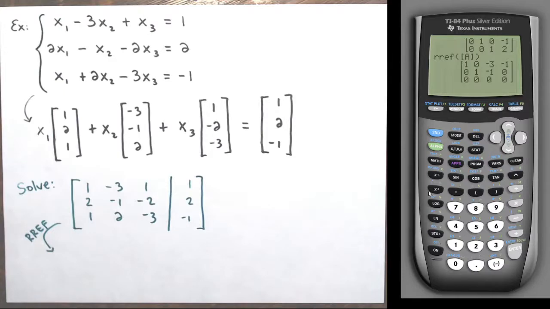But I'm going to go again back here to the calculator matrix, go over to matrix A again, edit. It's still a 3 by 4, and then enter these. First row 1, -3, 1, 1, then 2, -1, -2, 2, then 1, 2, -3, negative 1.